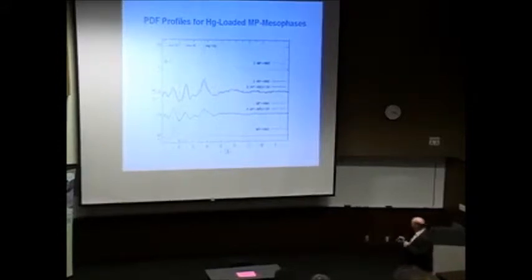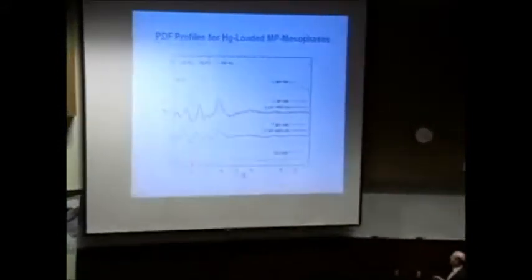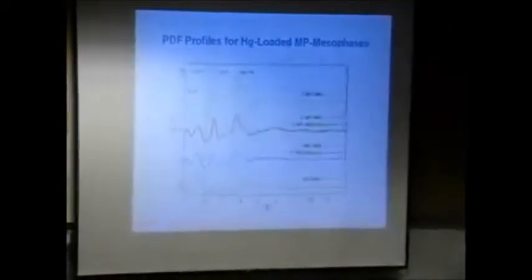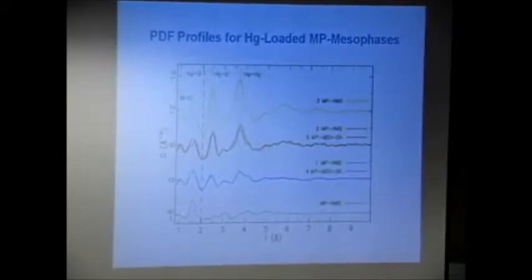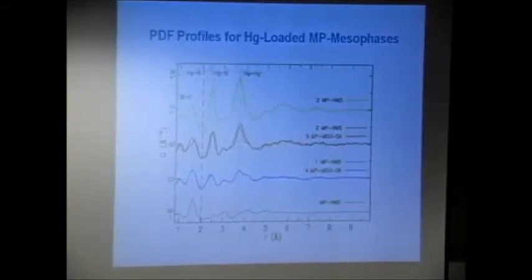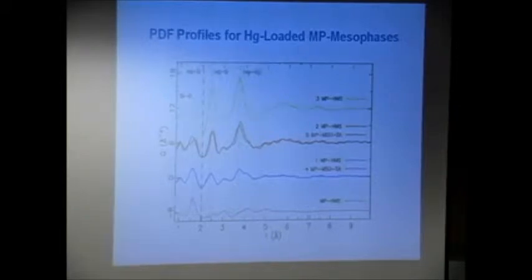So what I've shown here is a series of PDF patterns. The one at the bottom is for the mesophase with just mercaptan groups, no mercury bonded to it. You see the predominant peak corresponds to a silicon-oxygen bond, and that distance is in agreement with a silicon-oxygen bond distance. All the other ones have various levels of mercury bonded to the solid phase. You see the other dominant peaks are a mercury-sulfur contact and a mercury-mercury contact. You don't see any evidence for a peak at a mercury-oxygen distance.